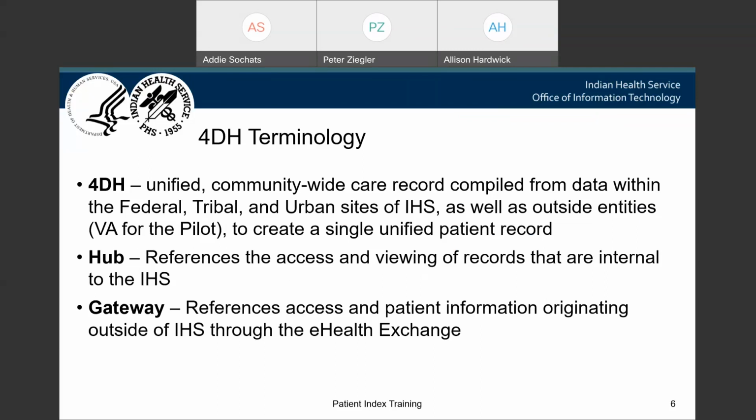We use two terms when we talk about 4DH. The hub references the access and viewing of records that are internal to the IHS from site to site or facility to facility. And we also talk about the gateway. The gateway references access and patient information originating from outside of the IHS through the eHealth exchange. Potential exchange partners may be state exchanges, the VA, the DoD, and so on.